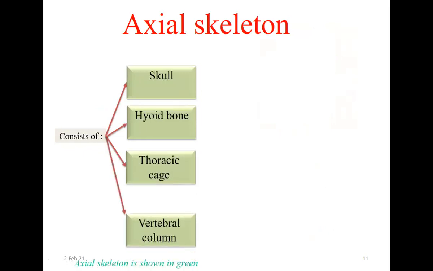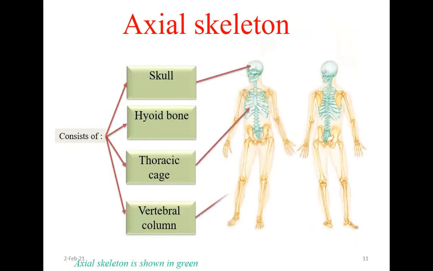Now coming to the axial skeleton. Now we'll see what exactly we mean by axial skeleton. Axis means at the center. Whatever bones are at the center are called the axial skeleton. The axial skeleton is shown in blue color here.